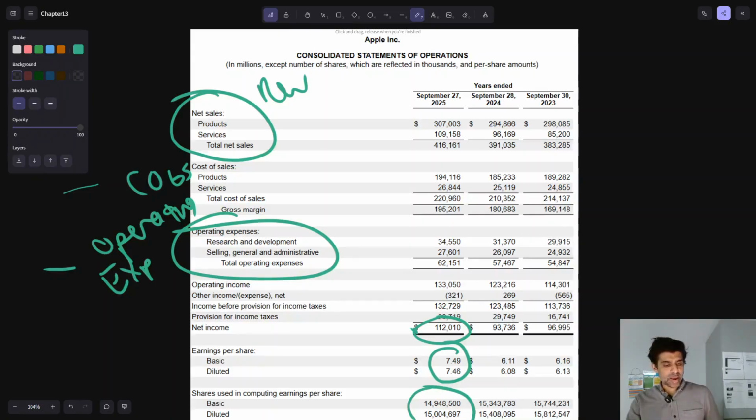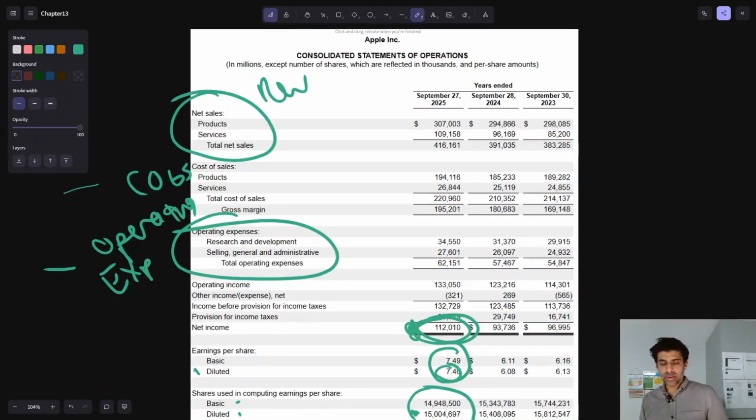Now, why these two, basic versus diluted? The diluted is assuming all the stock options that exist. There are certain types of transactions where there could be shares that are issued, like a stock option. It's assuming everything gets executed, and this is the full share count of shares outstanding. So usually people will use the diluted to look at earnings per share. So this is like the total pizza pie, and they're dividing by this many shares outstanding, 15 billion, and that's giving you the earnings per share.